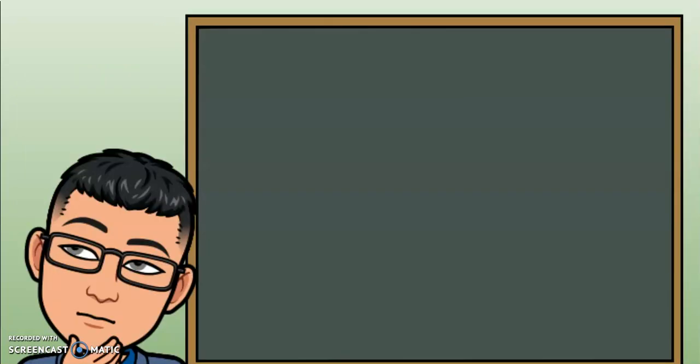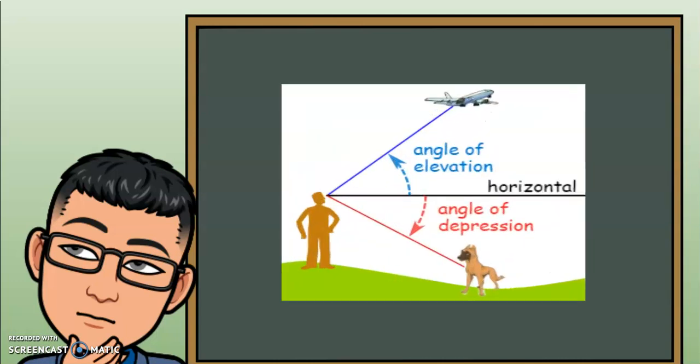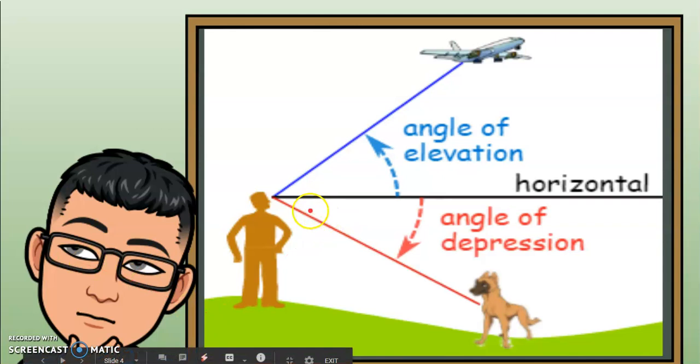Now, to visualize the angle of elevation and depression, given this one, this is your line of sight. When you look up at the airplane, that is what we call the angle of elevation. And then, if this will be your line of sight, when you look down at the dog, that is the angle of depression. You now visualize the angle of elevation and depression. We will now apply this in different problem solving.